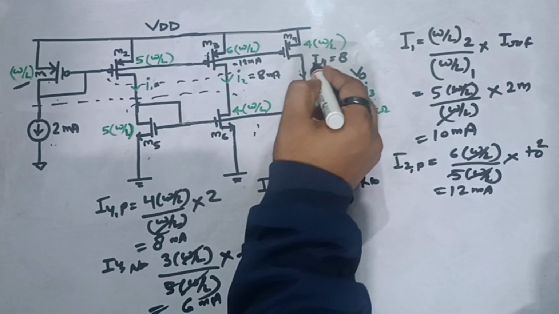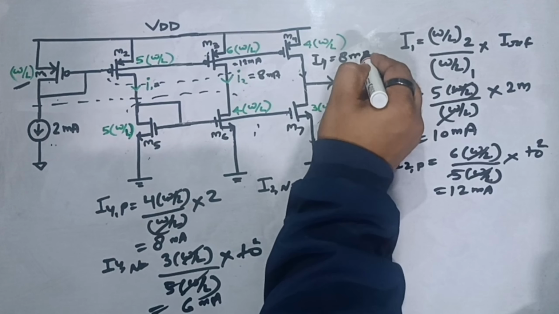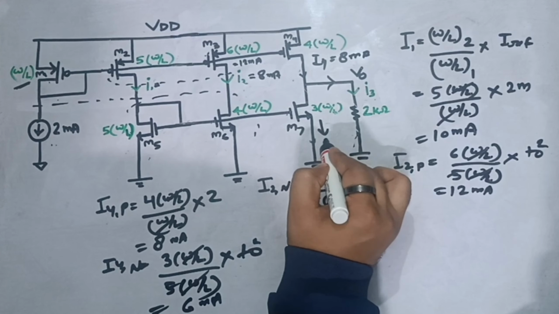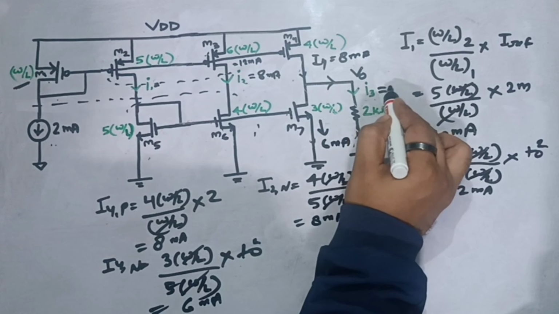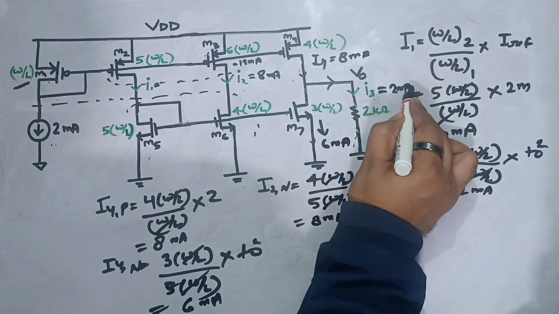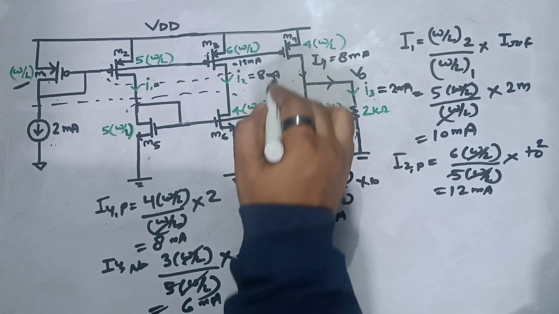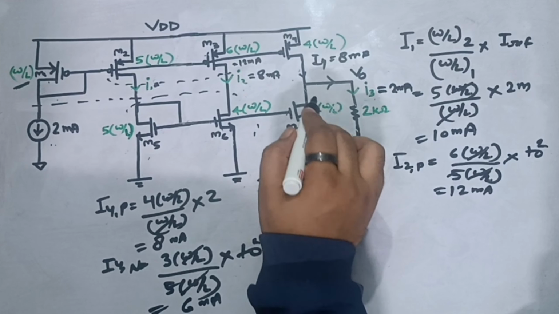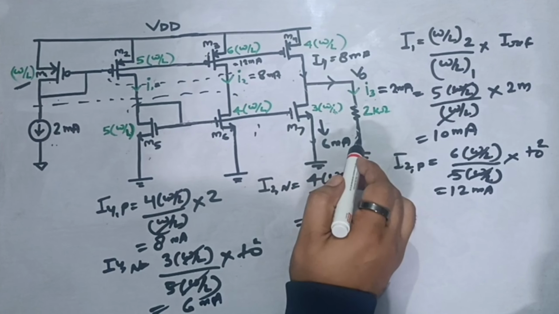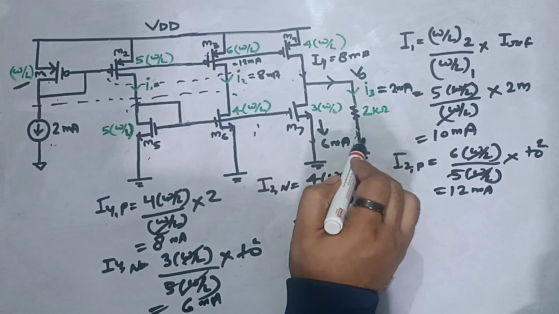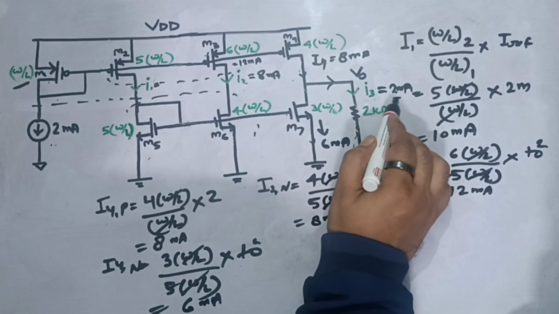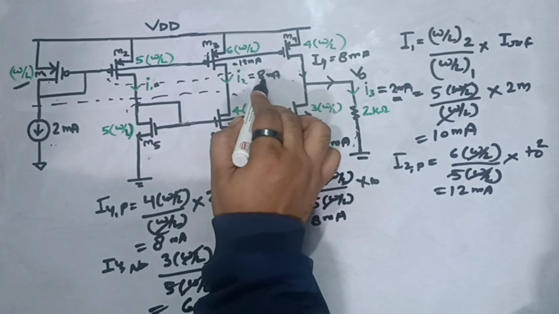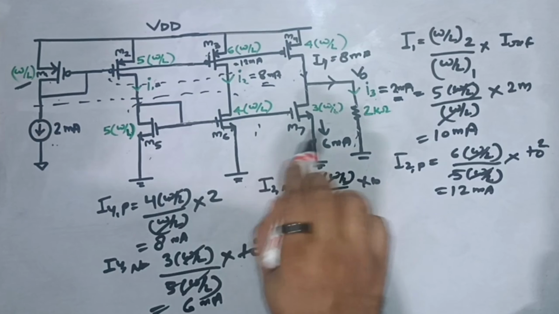So now you see 8 milliampere is starting to flow from here. 6 milliampere is going in this NMOS. So remaining 2 will go in this load resistance, right? If this load resistance would not have been there, the final current in this branch would have been equal to 6 milliampere. But since there is load resistance also, the remaining 2 will go in this load resistance. So I3 current is equal to 2 milliampere, which was asked in this question. I2 is 8 milliampere and I1 is 10 milliampere, which we have calculated.